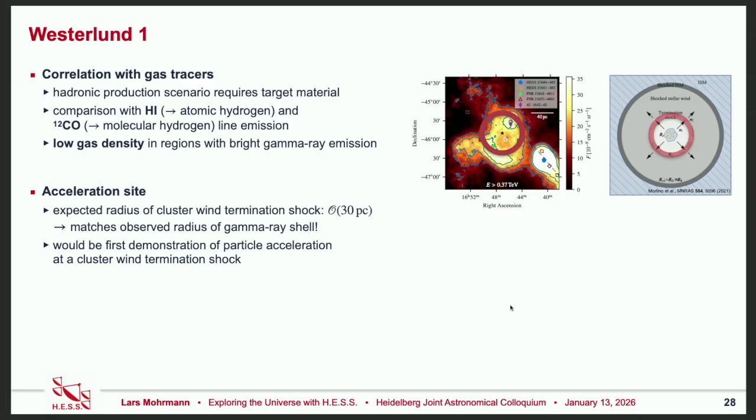Now, concerning the site of the particle acceleration, one interesting thing is that if you look at this ring-like structure that I mentioned earlier, and then try to estimate the radius, or the position, of the termination shock of the collective cluster wind, and you make some basic assumptions about the star cluster, you come up with around 30 parsec or so. And that's very close to the radius of this ring-like structure that we have been observing, meaning this could be an indication that the particle acceleration is happening at that termination shock, and that would be a first demonstration of such a thing.